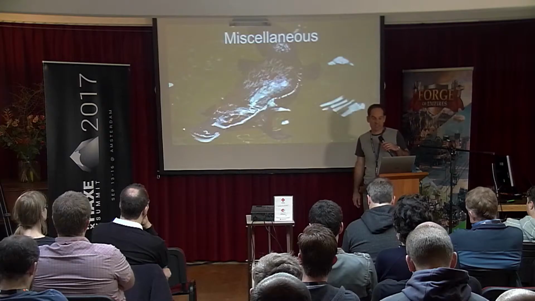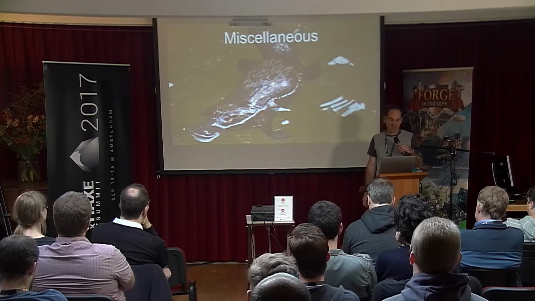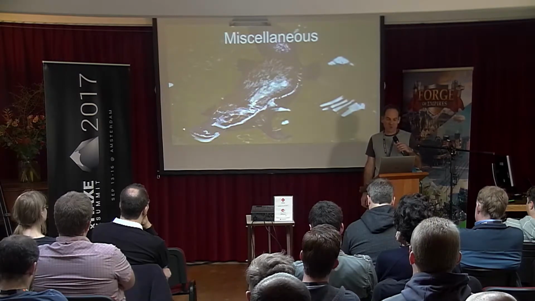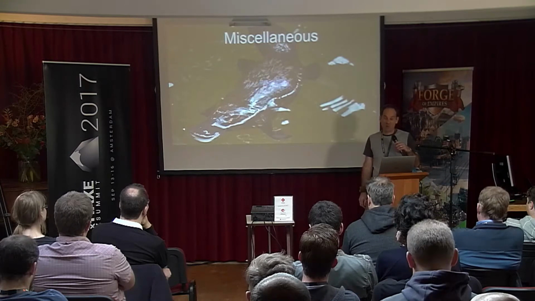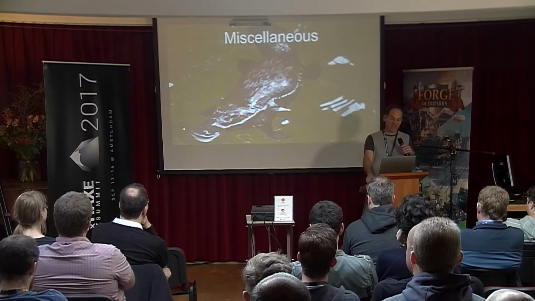So some miscellaneous. This is the most miscellaneous creature in the world, the platypus. It's got the bill of a duck, feet of a mole, tail of a beaver. It's a mammal and it lays eggs. So it's really a bit of everything in there.